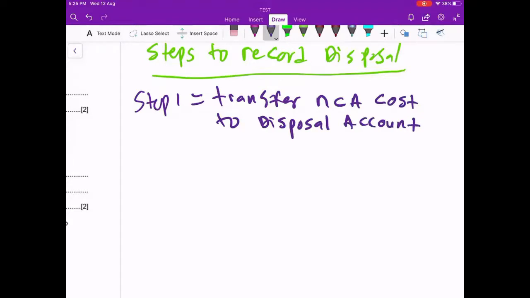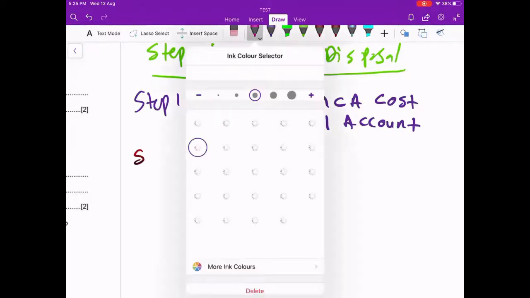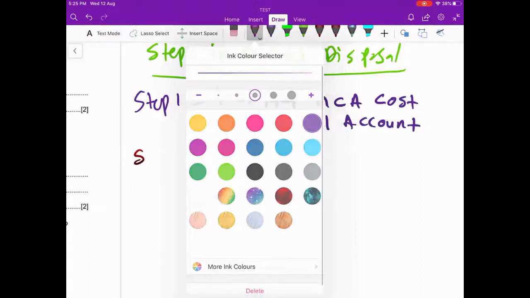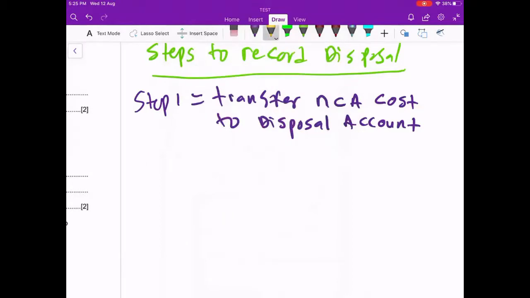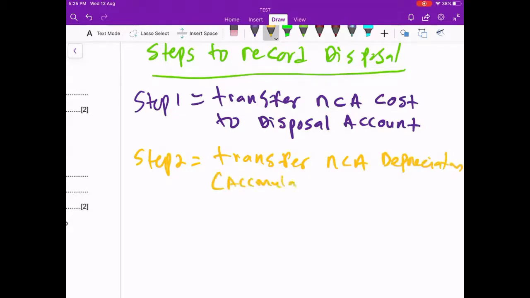Step number two is you need to transfer the NCA depreciation. Actually, this is the accumulated depreciation. You take the accumulated depreciation and transfer it to the disposal account.